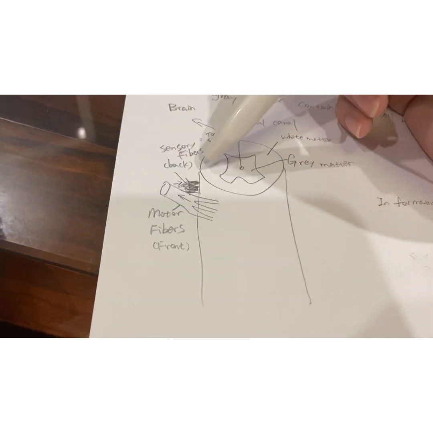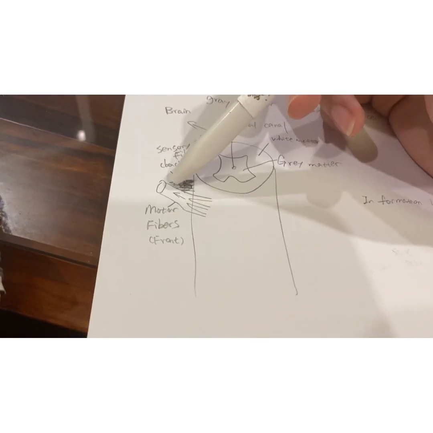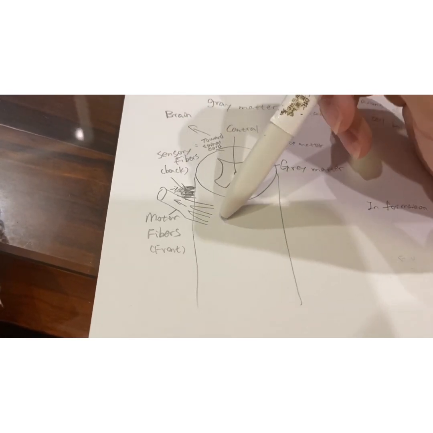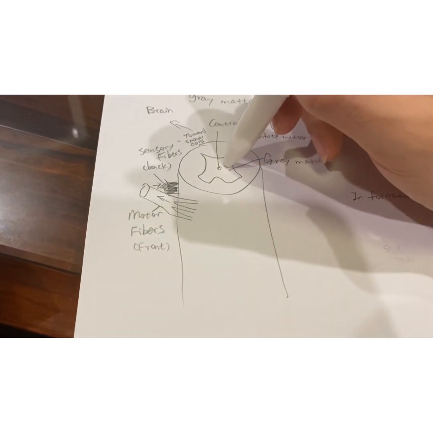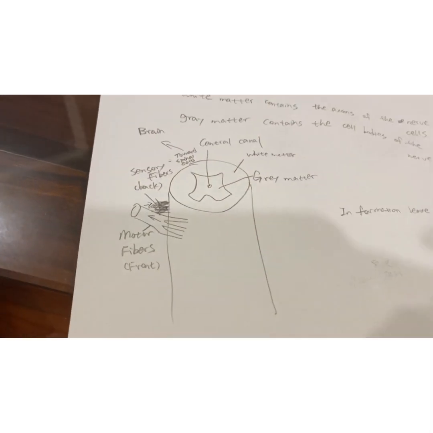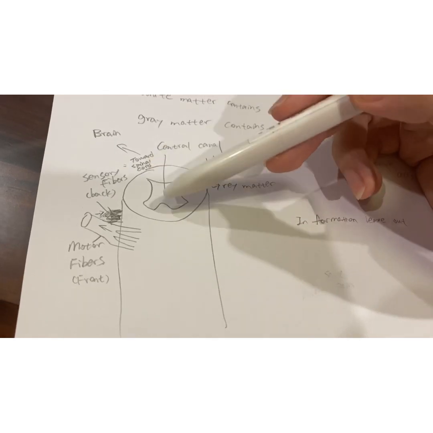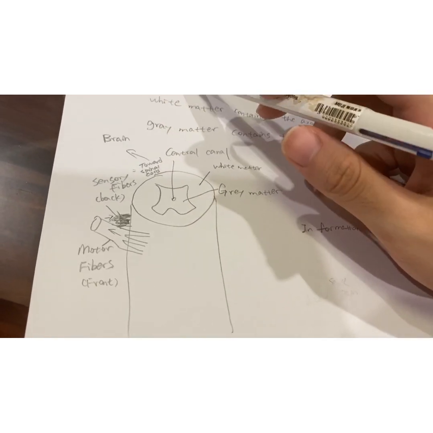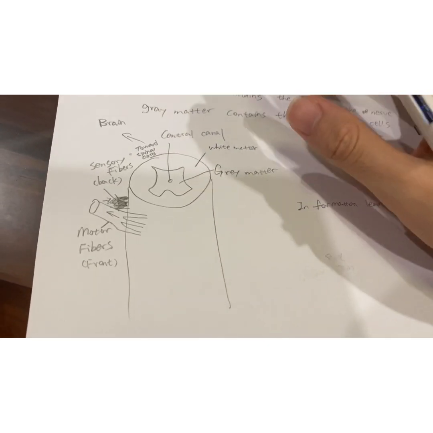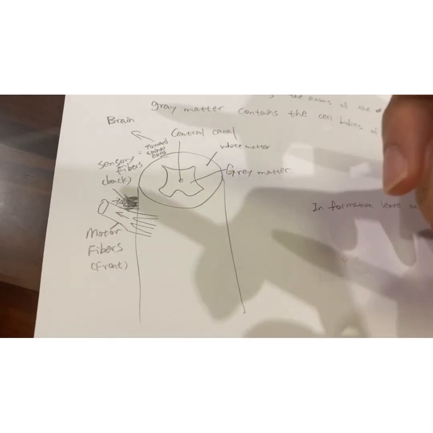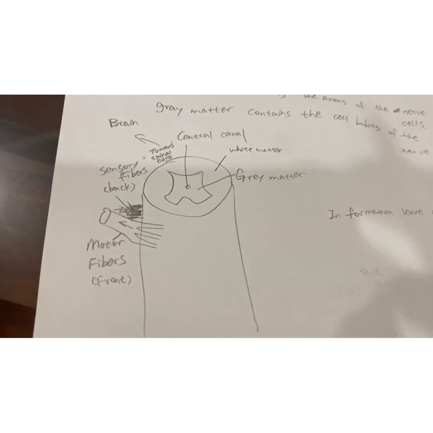Those sensations go into the sensory fibers and are transported to the spinal cord, and eventually go straight to the brain. That's the simple concept, and now I'm going to explain it more deeply.